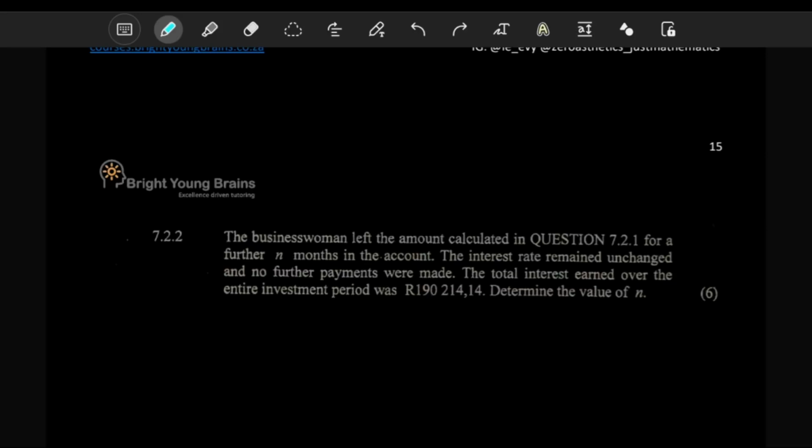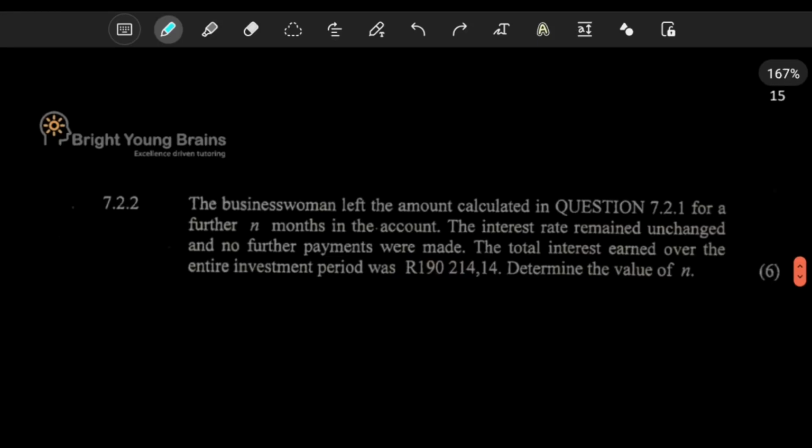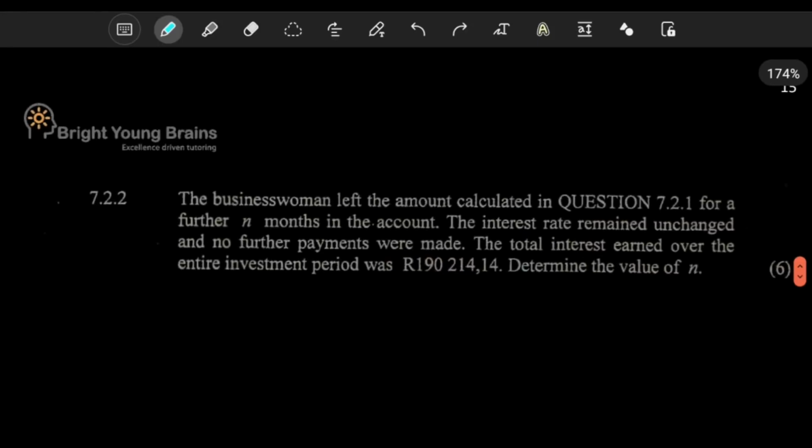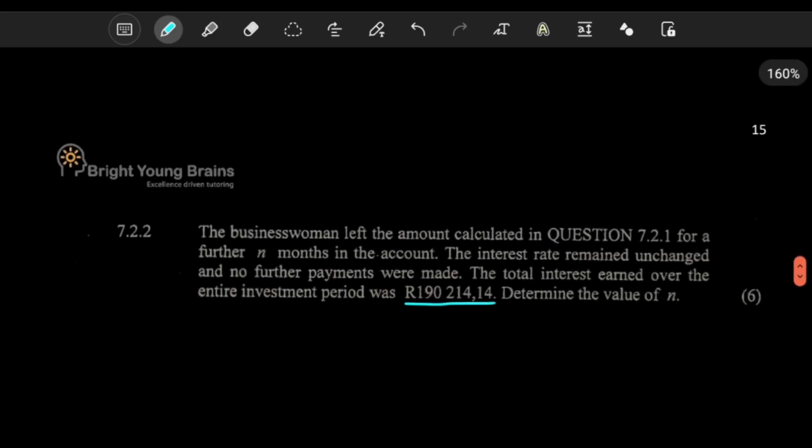Let's see, for 6 marks, what they want us to do. They said the businesswoman left the amount calculated in 7.1.2 for a further n months in the account. The interest rate remained unchanged and no further payments were made. The total interest earned over the entire investment period was then 190,000. And then it says determine the value of n. So she stopped making monthly installments.